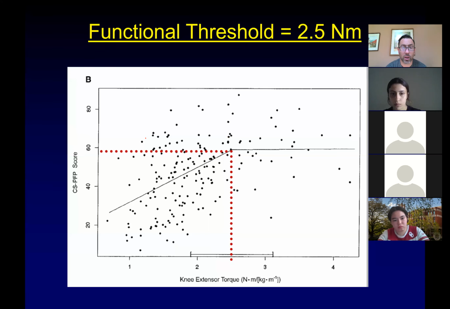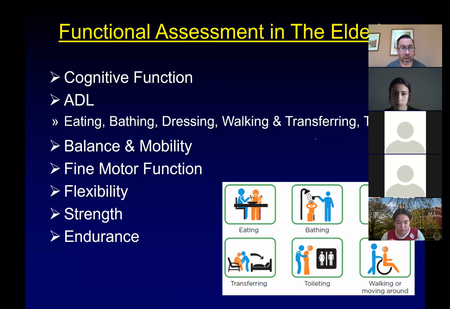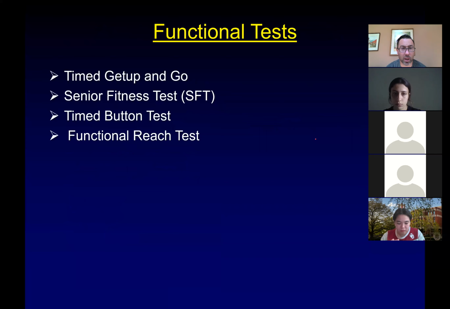Okay. Here's the similar graph for how strong your knee extensors are, in Newton meters per kilogram. But it's the same kind of thing, right? There's some sort of threshold value right about here. And then after that, it's not going to be the same. So it's about 2.5 Newton meters per kilogram of body weight that we need to be able to do these kinds of things.